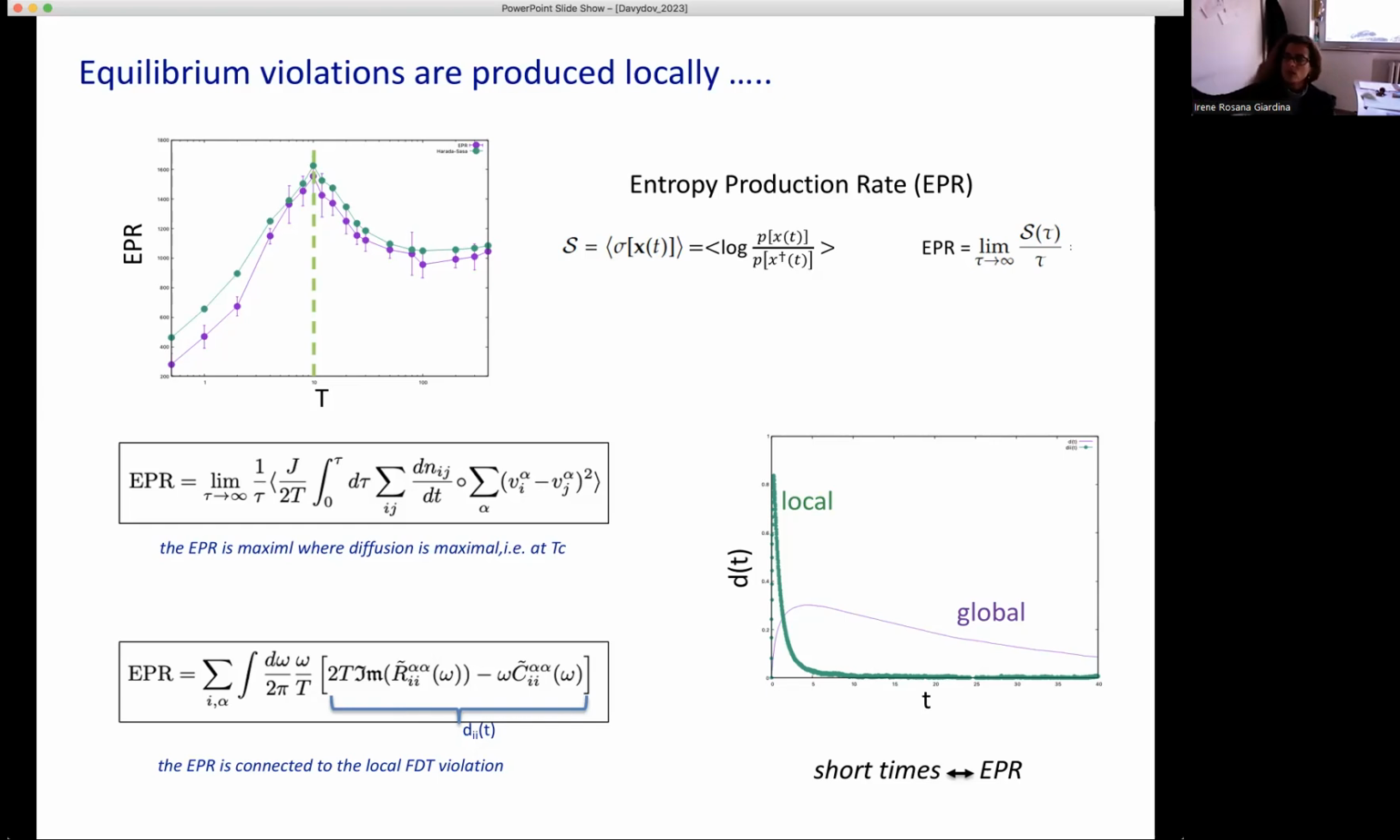It peaks at TC because it is related to EPR, and EPR is related to the rearrangement of the network, and the rearrangement of the network is maximal at TC because TC is the place where we have the largest diffusion of particles, okay? So we have an explanation, everything is consistent. We know that the local contribution of the fluctuation dissipation violation should peak at TC because it is related to dissipation that is produced locally, and that is maximal at TC. So this is the first observation.